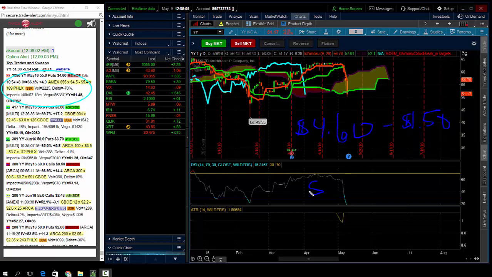which is 410 times 100, because every option is 100 shares of stock, times 2,000, which is almost $1 million.